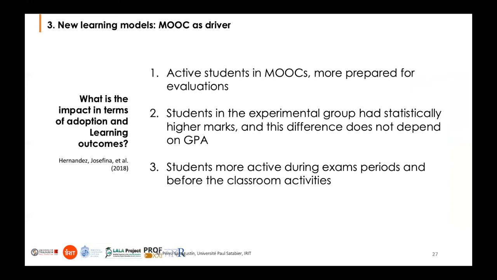Students in the experimental group had statistically higher marks, even if we control these marks with their GPA, meaning the scores that they had previously. The GPA in Chile is the grades that they had so far in their curriculum, right? So we controlled by the previous marks, and we saw that this made an influence. It was the mechanism that helped them to have higher marks.